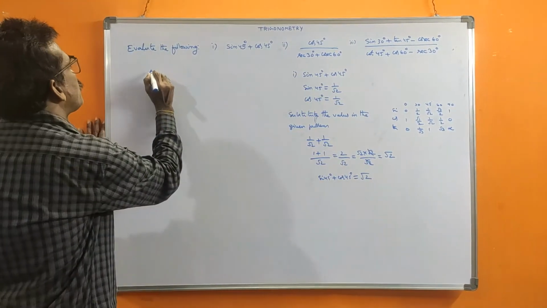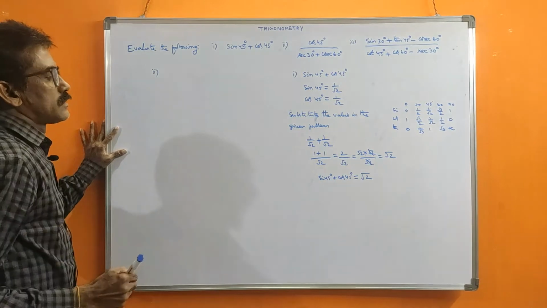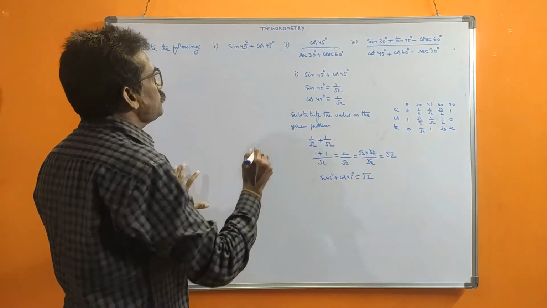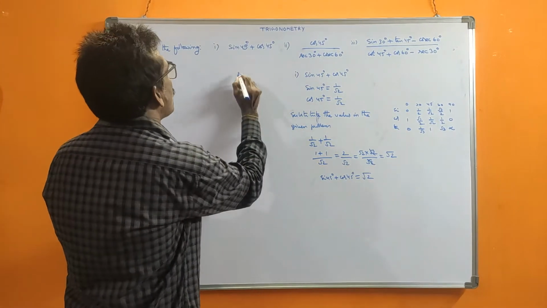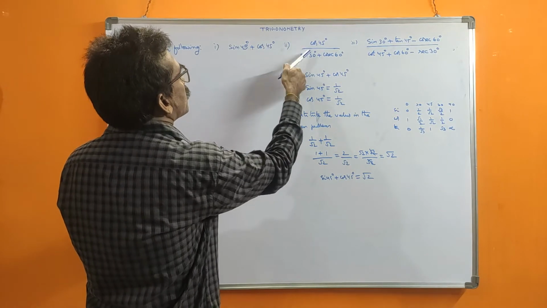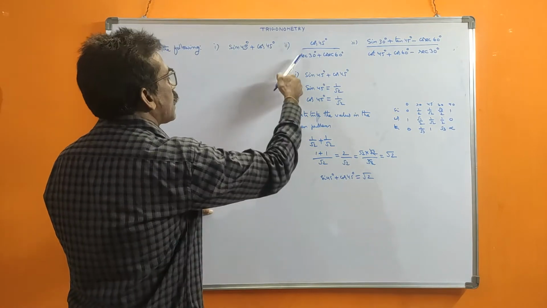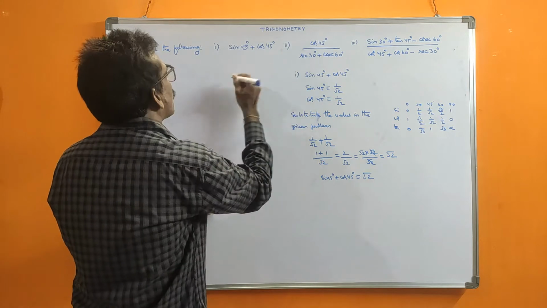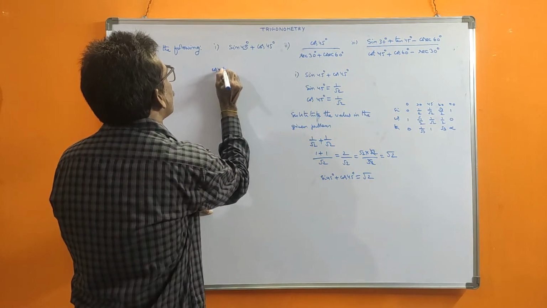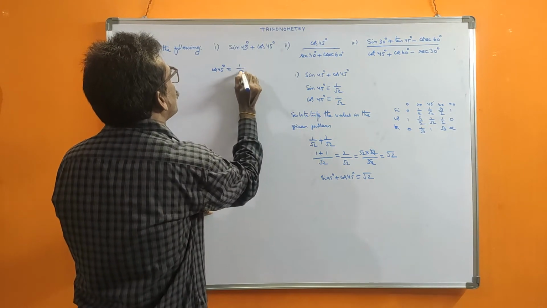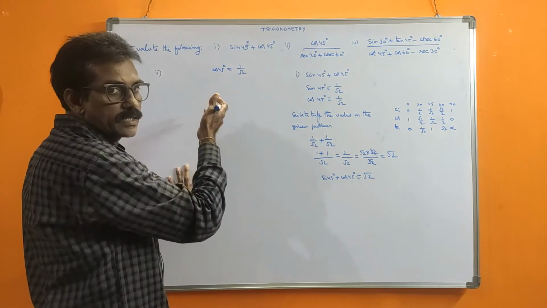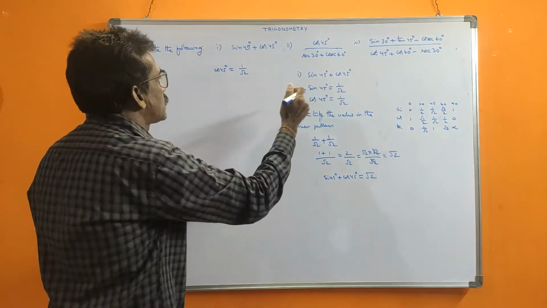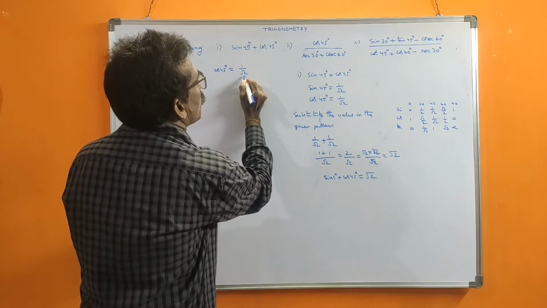Next, second sum. Second sum, I will directly write the values here. I am not copying the sum. Cos 45 is there. Cos 45 is 1 by root 2. I have memorized it, so I wrote it. If you want, you can check. See, cos 45 is 1 by root 2.